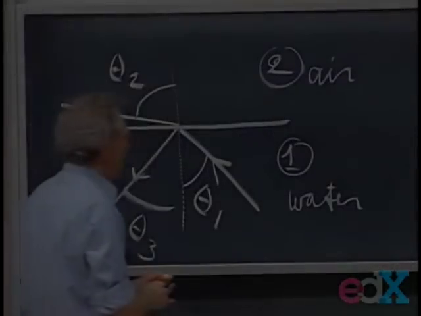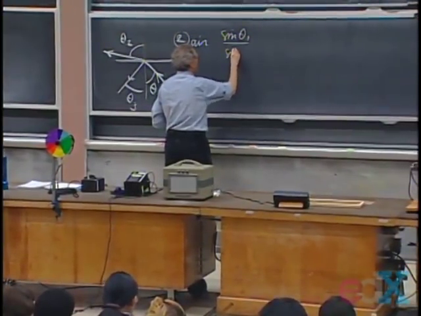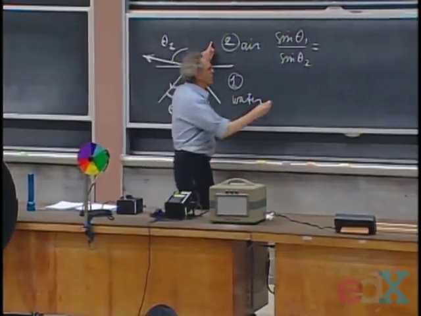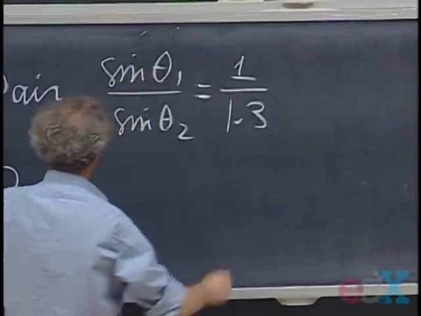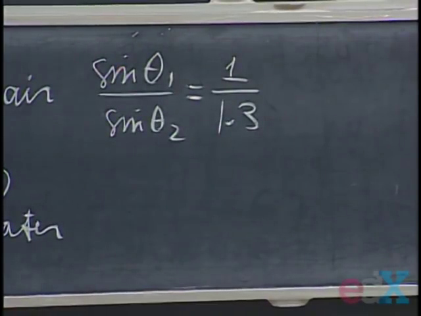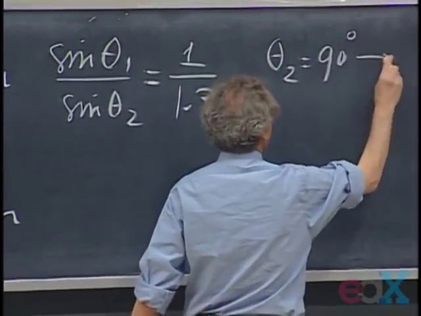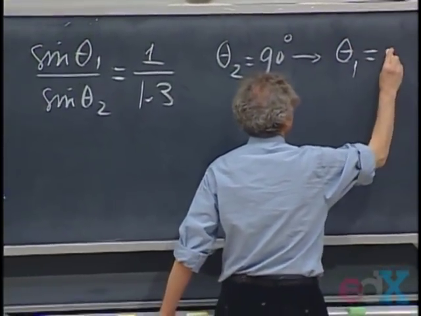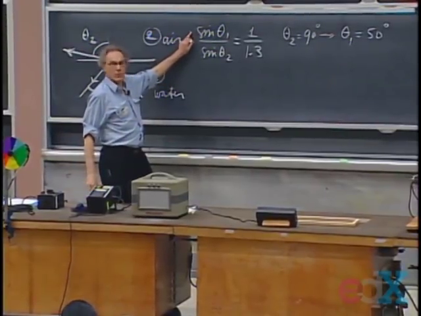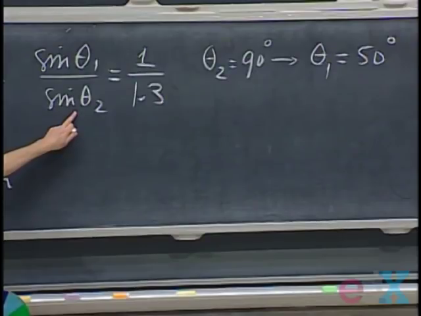And so if I write down now Snell's law, then I get the sine of theta 1 divided by the sine of theta 2 is now n 2 divided by n 1, but n 2 is 1, divided by 1.3 if we go from water to air. And what is so special here is that theta 2 can obviously never be larger than 90 degrees. And so if you substitute in here theta 2 is 90 degrees, then you will find that theta 1 is about 50 degrees. And if you apply this equation and you substitute for theta 1 an angle larger than 50 degrees, you're going to find the sine of theta 2 being larger than 1, which is nonsense.